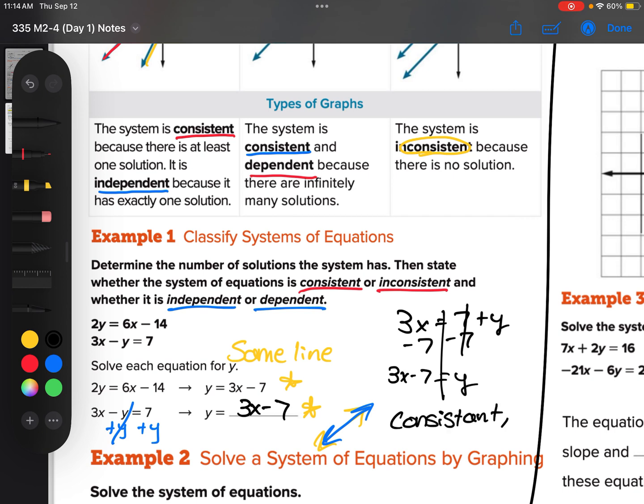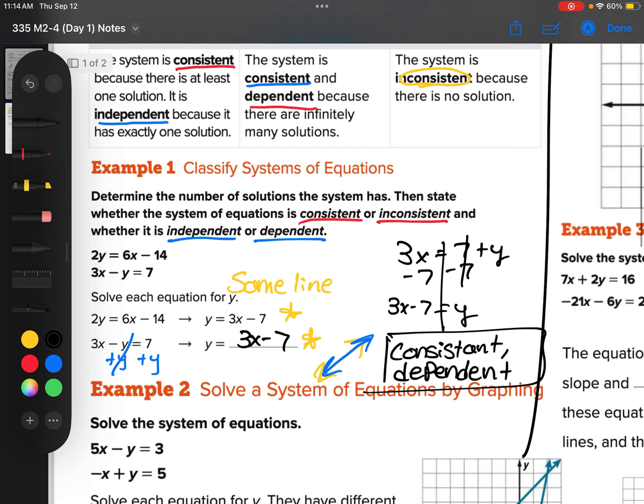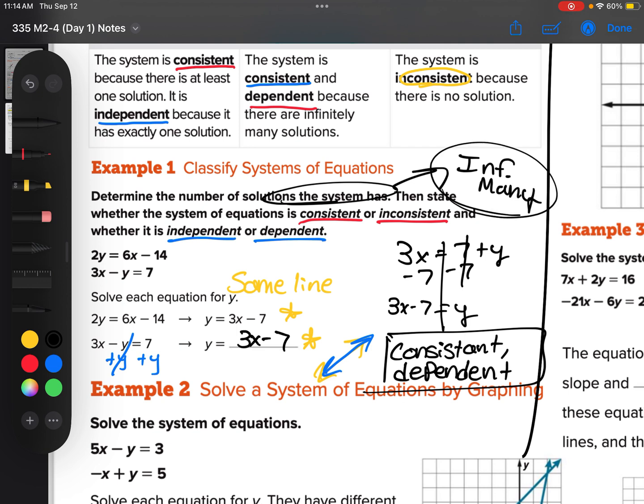Consistent because they have at least one answer or they touch at least one time, and dependent because they are the same line. So that would be those, okay? So number of solutions would be infinitely many. Infinitely many because they are the same line.